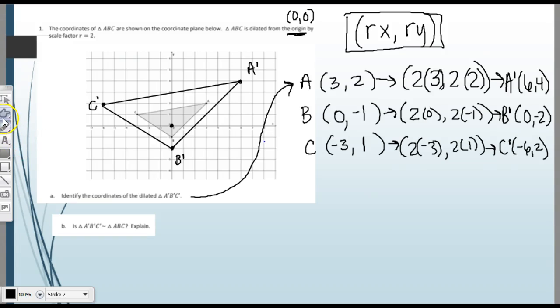So part B says, are they similar? If so, and then explain your response. So are those two triangles similar? How do you know if they are or are not?